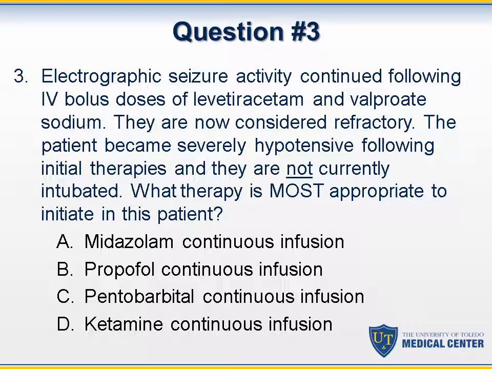Electrographic seizure activity continued following IV bolus doses of levetiracetam and valproate. They are now considered refractory. The patient became severely hypotensive following initial therapies, and they are not currently intubated. What therapy is most appropriate to initiate in this patient? A, midazolam continuous infusion, B, propofol continuous infusion, C, pentobarbital continuous infusion, or D, ketamine continuous infusion. The correct answer is A, as midazolam will have less effects on blood pressure and is less likely to require intubation.